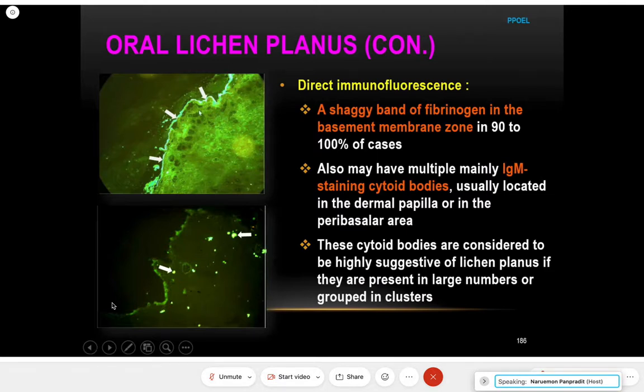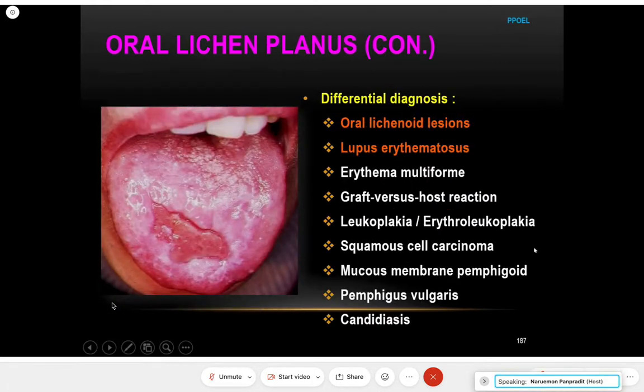But most cases show fibrinogen, a shaggy band at the dermal-epidermal junction of the skin membrane. So this is the direct immunofluorescence staining of lichen. Lichen is very similar to lichenoid lesion and lupus erythematosus, but the others look a little different. The very similar ones are the oral lichenoid lesion and lupus erythematosus.